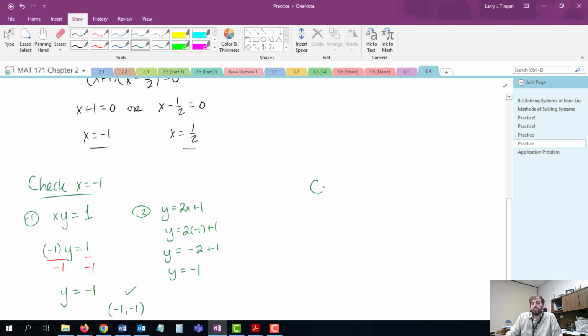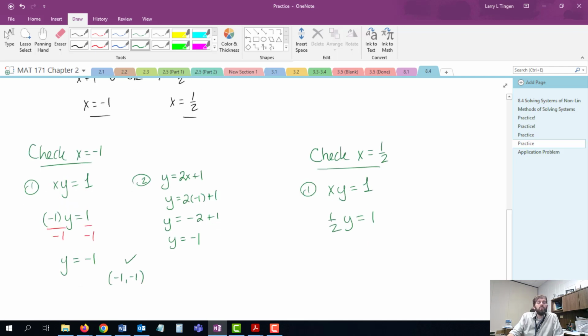Okay, what's my other x? That's 1/2. So for equation 1, I have xy is equal to 1. x is 1/2. I want to get y by itself. It's currently being multiplied by 1/2. And I'm going to clear the fractions by multiplying both sides by 2. And I'm going to find out that y is equal to 2.